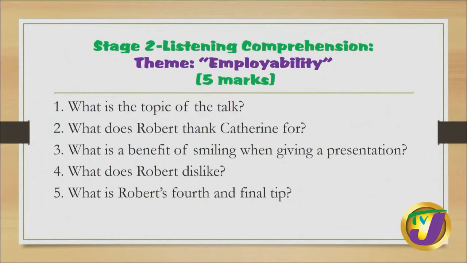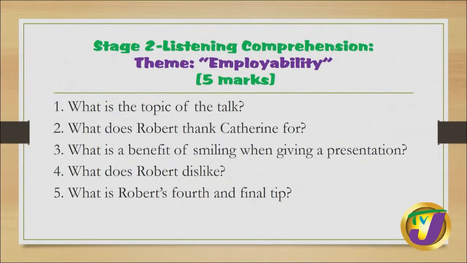My second big tip is smile. You might be asking yourself how smiling could possibly make a difference when giving a presentation. Well, you'll feel more relaxed, and it will put your audience at ease. Thirdly, there's nothing worse than listening to people read their notes word for word. Instead, you should aim to know your topic inside and out.